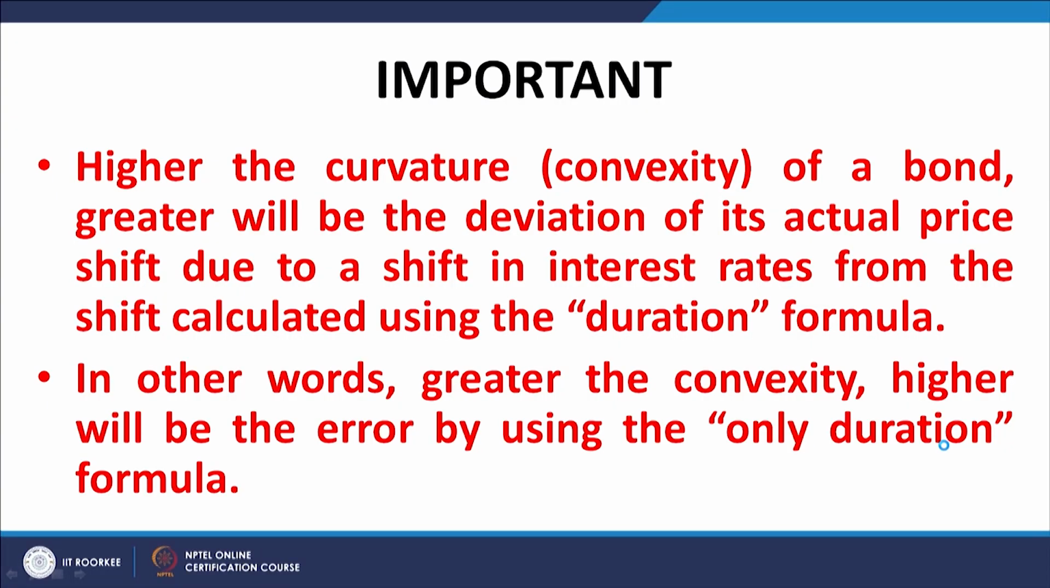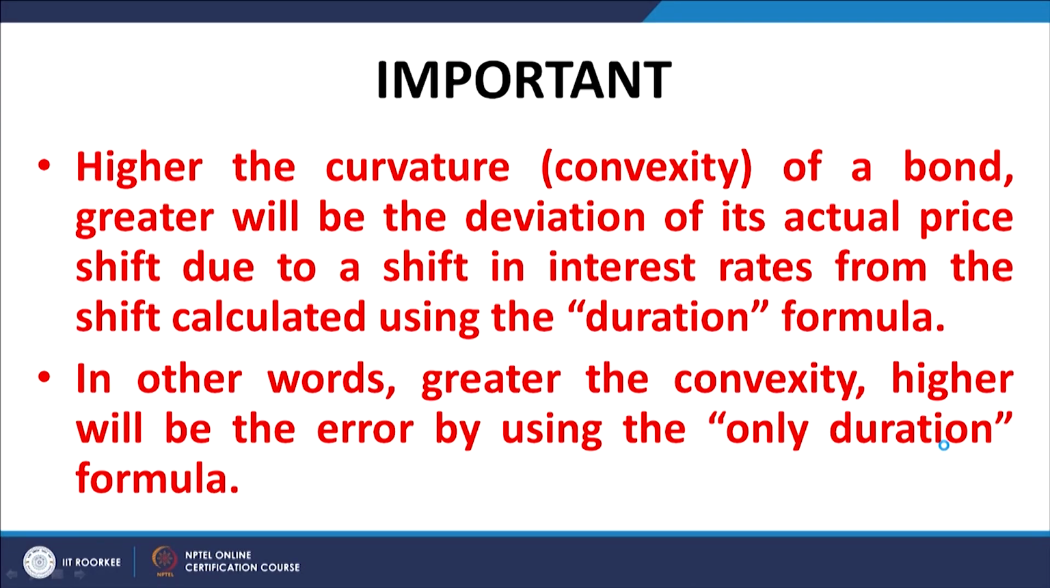So, the implication of this curvature is that if I use duration for arriving at a particular percentage change in price, if I confine myself to the use of the first order term, that is this linear approximation, the error that arises between the actual percentage change in price and the price that we work out on the basis of duration is going to increase with the level of convexity. The higher the convexity of the bond, the greater is going to be the error due to the neglect of the second order and higher order terms.